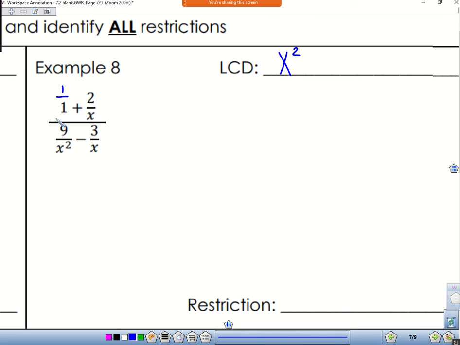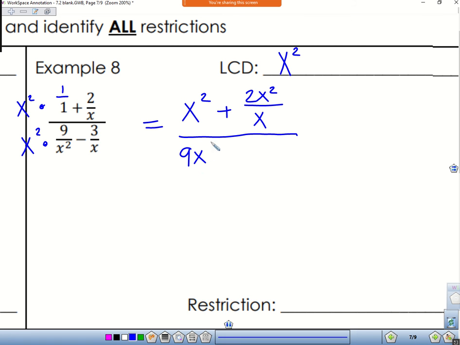So now we're going to multiply everything, the tops of all the fractions, by x squared. That's going to come out to be, you can write it as x squared over 1, or you can just write it as x squared, because 1 times x squared is just x squared. Plus, this will be 2x squared over x. And this one's going to be 9x squared over x squared minus 3x squared over x. So I just multiplied all of the tops by x squared.